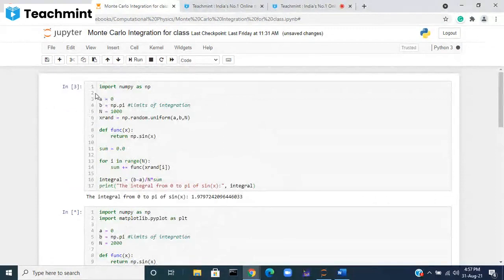In example number 1, we estimated the value of the integral of sin x from 0 to pi. The exact value is 2. Using the Monte Carlo method, we get a number which is very close to 2. We get 1.9797 and so on.